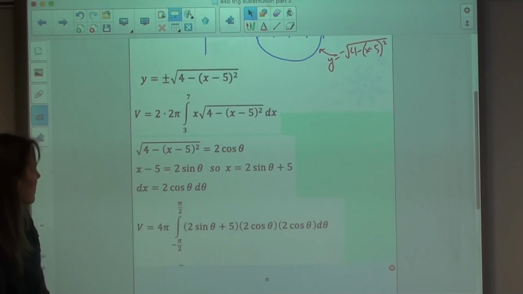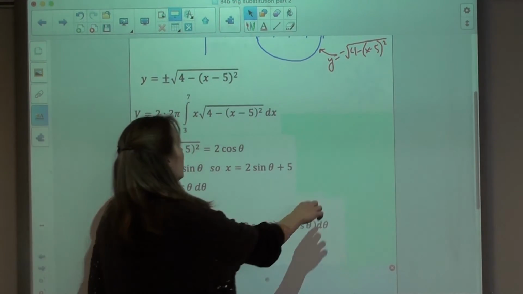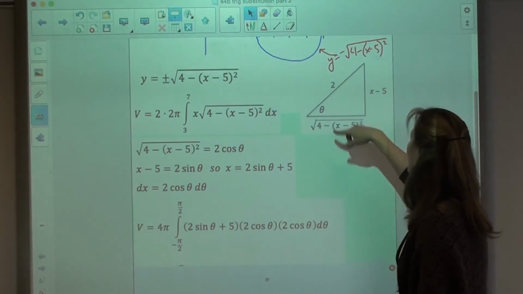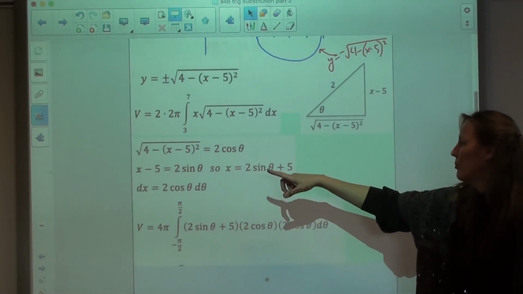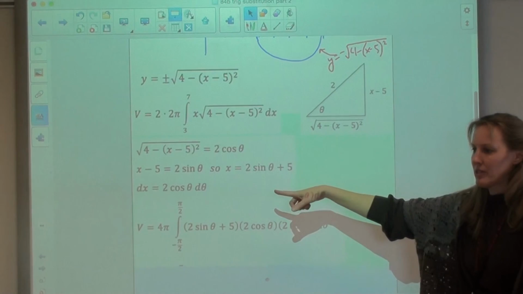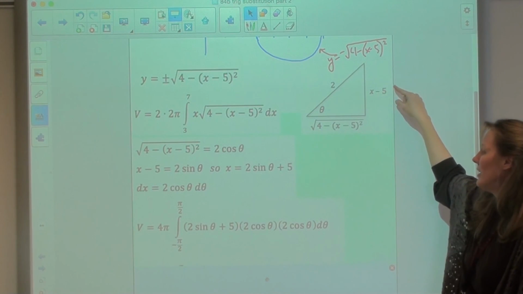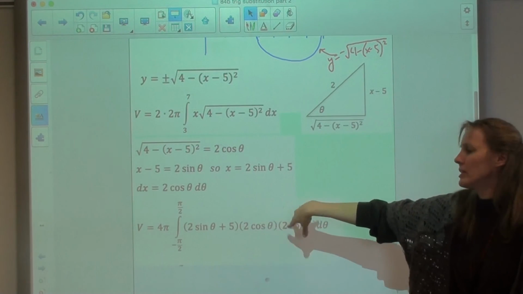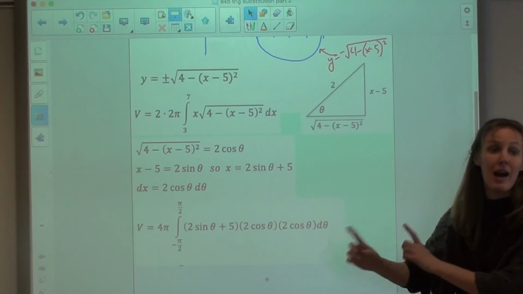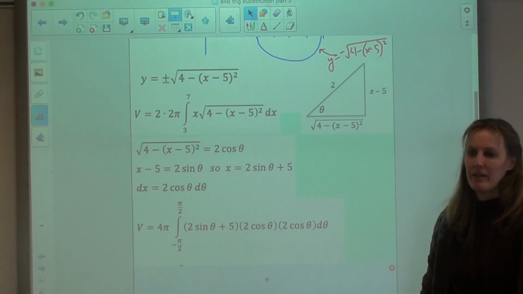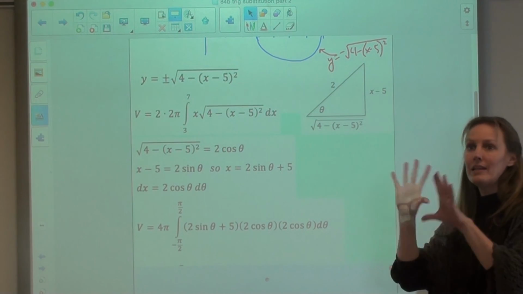It depends on how you draw your triangle. A lot of you have your triangle different. I have my root on the bottom, so my x's are different. If you have your root on the side, everything's going to be different. It'll all be the opposite function, but we'll all end up with the same answer.